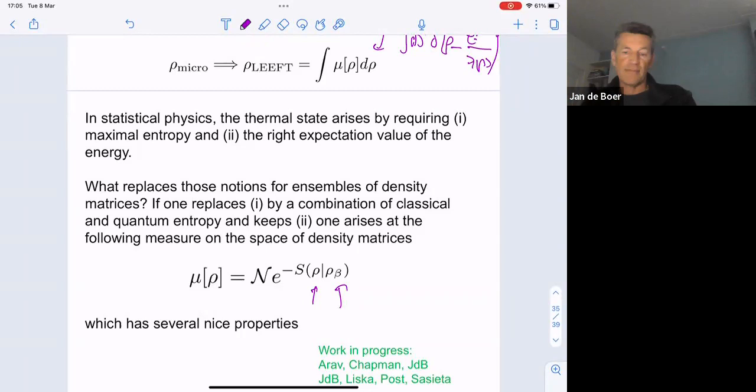And it turns out that this particular super simple generalization of basic quantum statistical mechanics to probability distributions on the space of density matrices has some really nice features. It's a bit complicated, but it has some really nice features that seem to agree with things that we see in, for example, ETH. So the hope is that with this new framework, or a generalization thereof, we can maybe even derive ETH in the spirit of statistical mechanics. And that would be really cool. And I'm out of time.